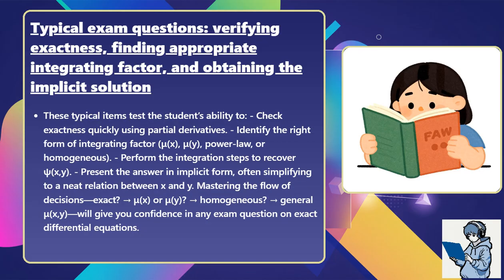These typical items test the student's ability to check exactness quickly using partial derivatives. Identify the right form of integrating factor: mu of x, mu of y, power law, or homogeneous. Perform the integration steps to recover psi of x, y. Present the answer in implicit form, often simplifying to a neat relation between x and y. Mastering the flow of decisions, exact, then mu of x or mu of y, then homogeneous, then general mu of x, y, will give you confidence in any exam question on exact differential equations.